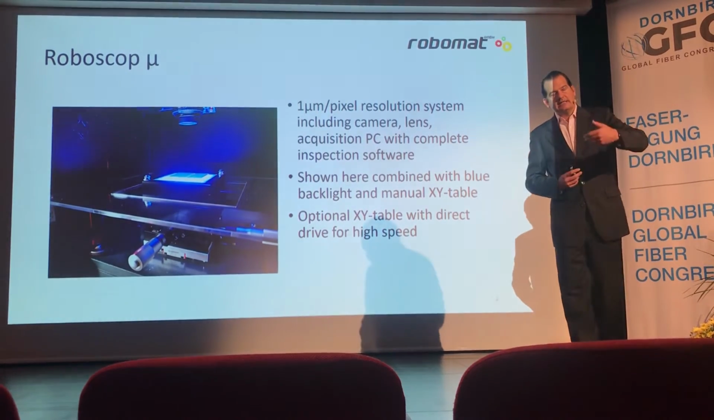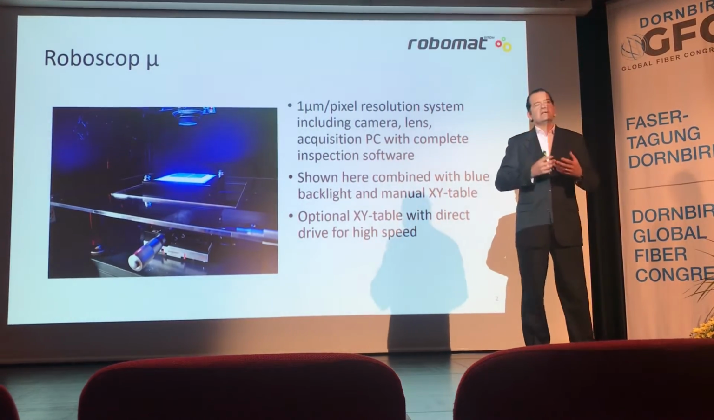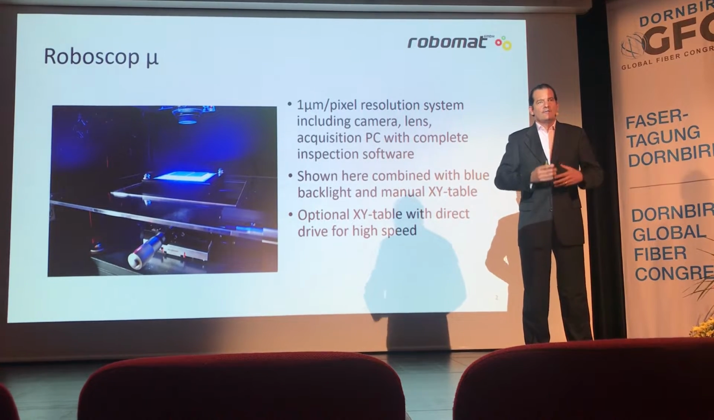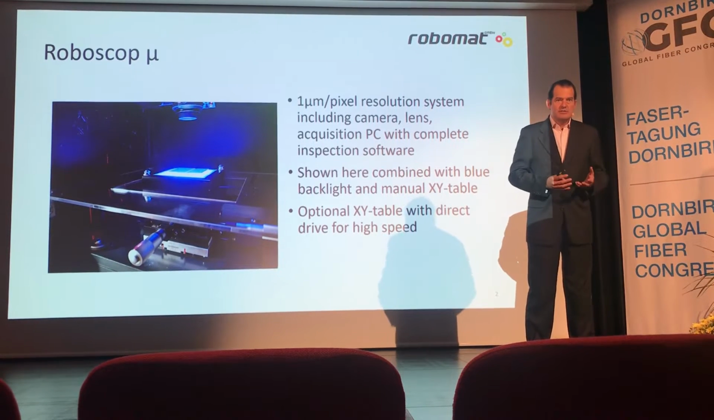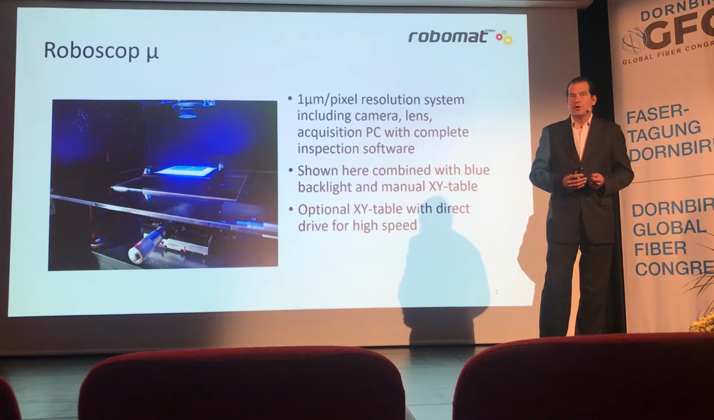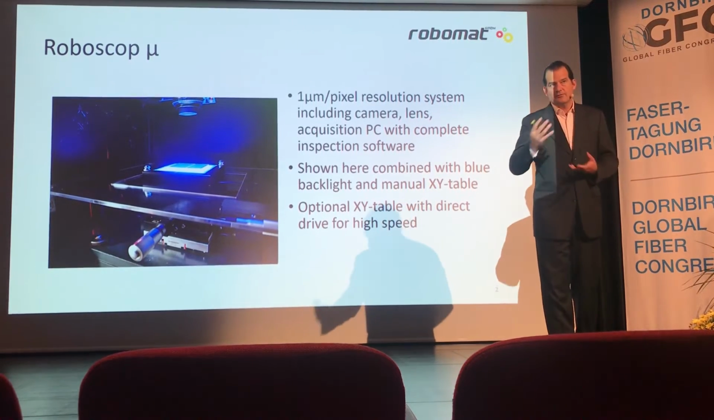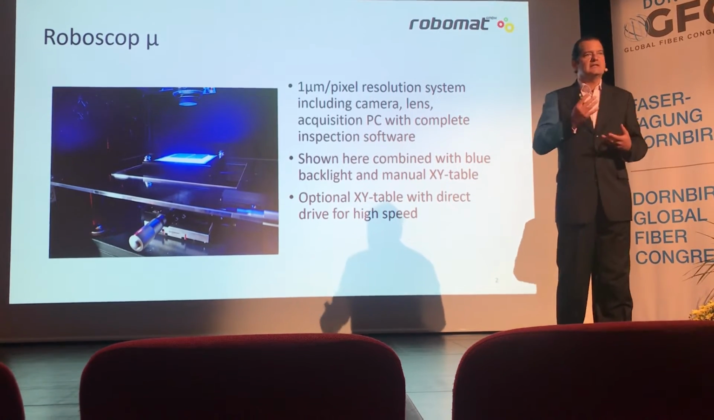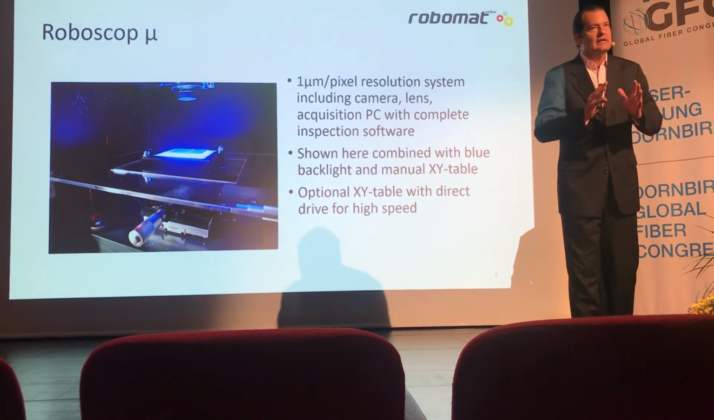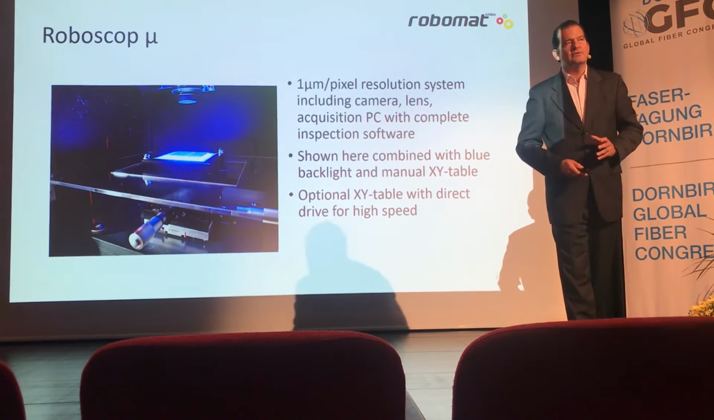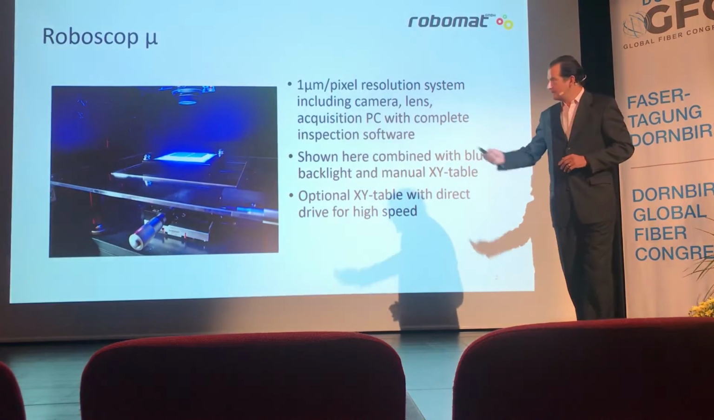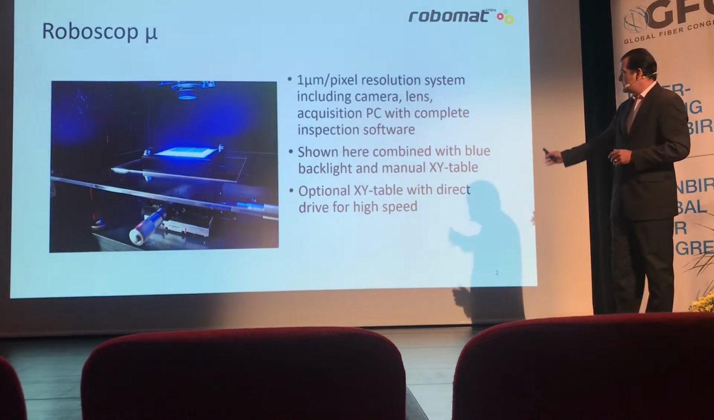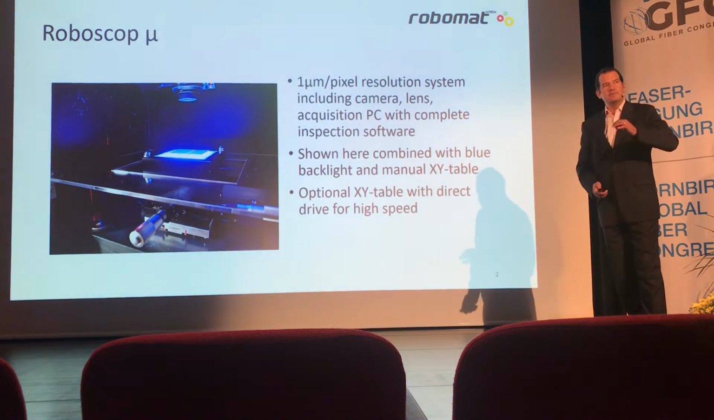Because after the lighting and after the optics, of course, comes the exercise of a very strong image recognition software, which allows you not only to find, for example, defects, but also to analyze patterns and all of these things. And that will bring us now slowly into the topic of cloudiness. We have the Roboscope Mu. As I said, this can go down to 1 micron per pixel.